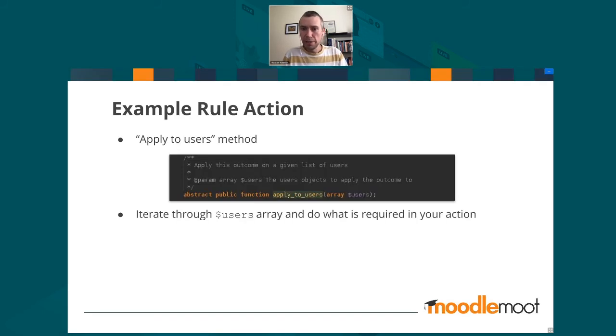Example rule action: apply to users method. This is just a snippet from the abstract class. So the method is called apply to users. As a parameter, it receives an array of users. That list of users would be those users who matched your set of conditions. Then you just iterate through those user objects and do what you need to do in your action.